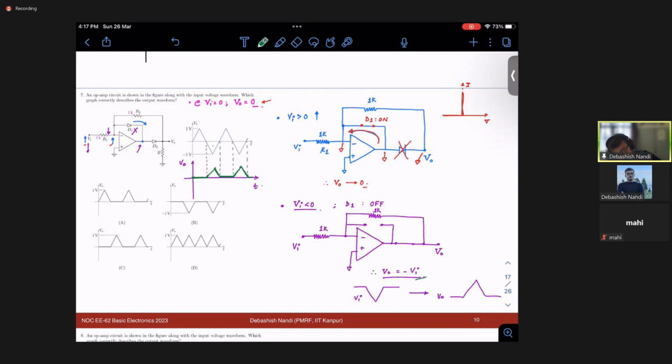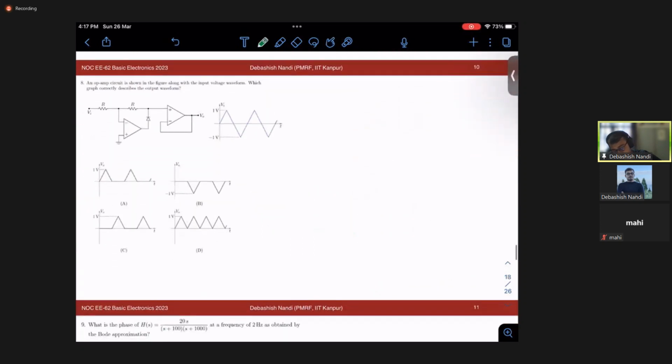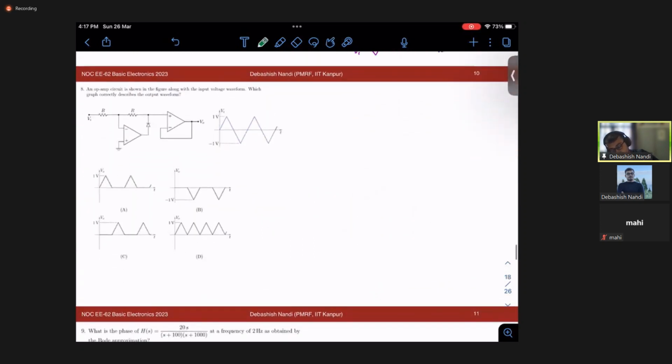So A is not correct, B is also not correct, B is just the opposite. Yeah, C is your right option, right? So this is how you analyze this kind of circuits. Okay, let's move on to next problem. You just think about it for 1 minute.